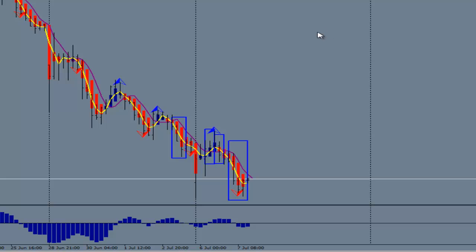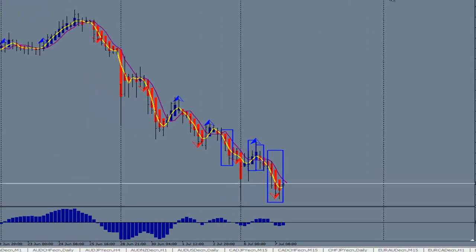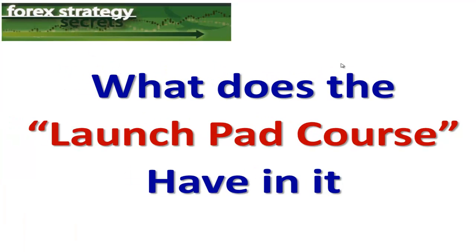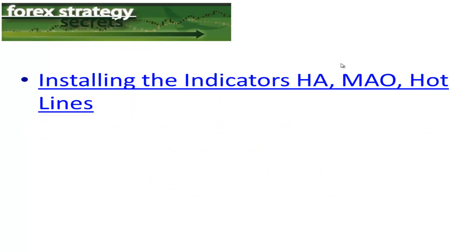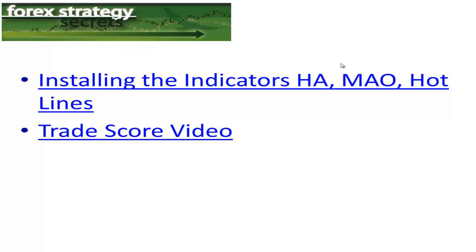Now we're going to go back and share with you some of the other things that are in the Launchpad trading system. So what does the Launchpad have in it? We show you how to install the alerts. There are 3 different alerts that we show you how to install, and you've seen them. And we show you how to score a trade. Now this is a video showing you how to score the trade. These little highlights that I'm showing right here are the titles of what you'll find in the course material.